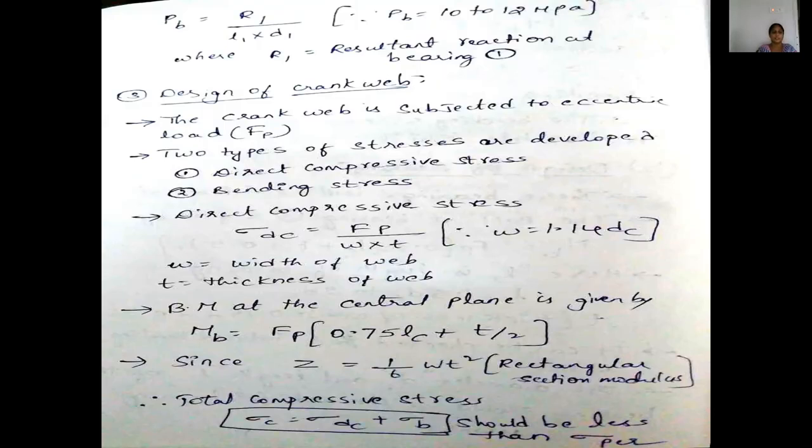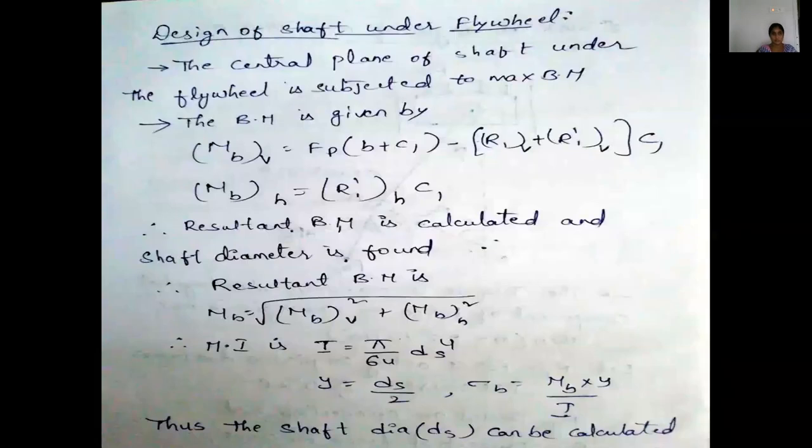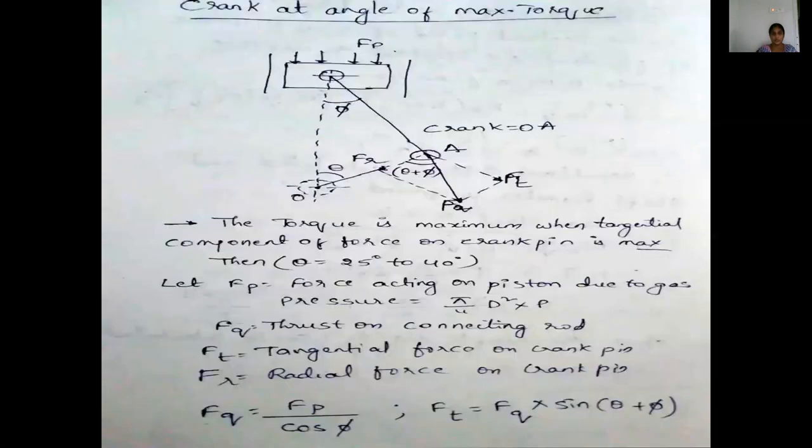Next, bending moment at the center plane is given as MB is equal to FP into 0.75 LC plus T by 2. Since Z is equal to W T squared by 6, the rectangular section modulus, you can find out the total compressive stress. Like that, you find out the design of a shaft and a flywheel. It will be calculated.